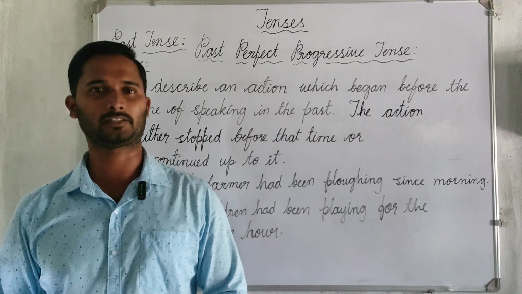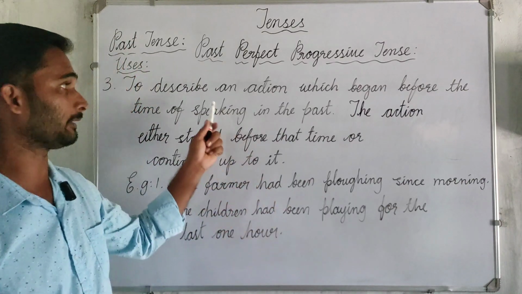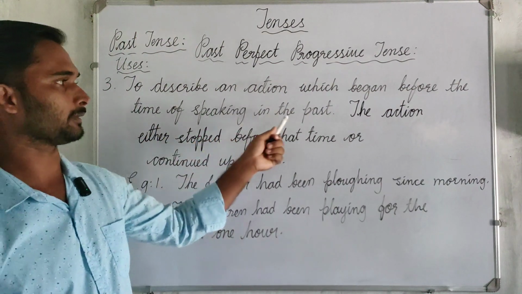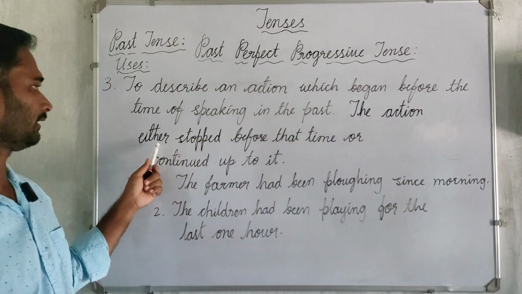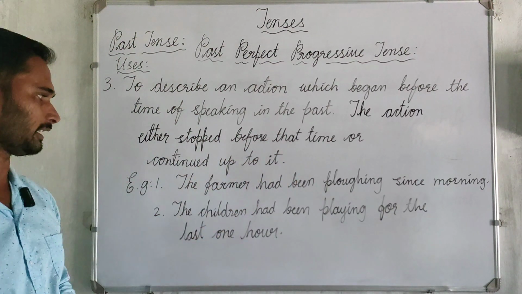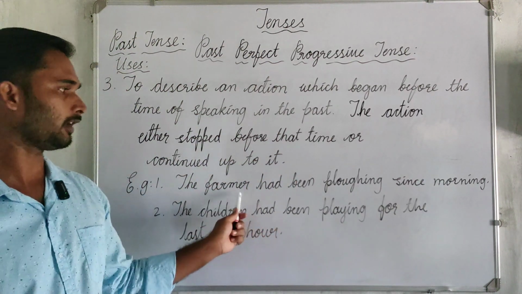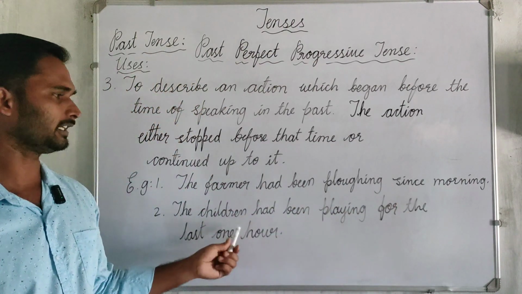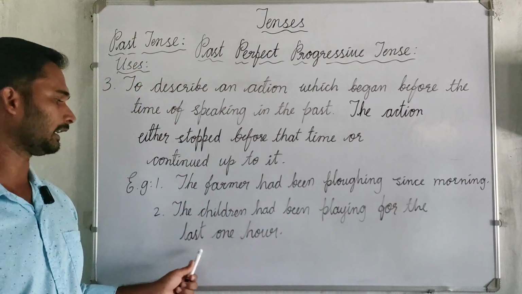The past perfect progressive tense also describes an action which began before the time of speaking in the past. The action either stopped before the time or continued up to it. Some examples. The farmer had been ploughing since morning. The children had been playing for the last 1 hour.